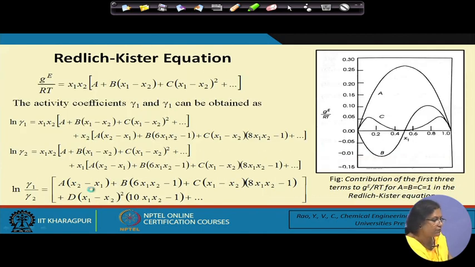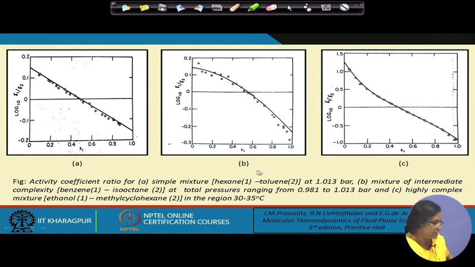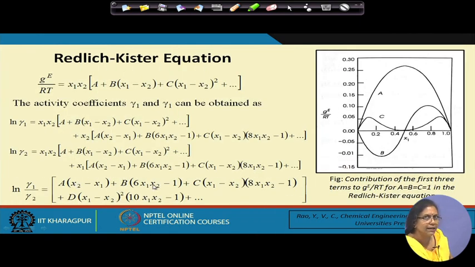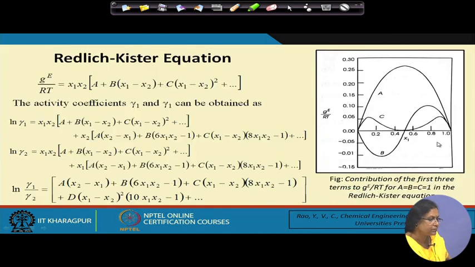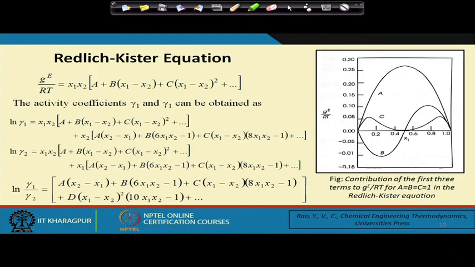For the second case, we find that we have to include the first and the second terms, and for the last case, which is the most complex or highly complex mixture, an accurate prediction can be obtained if we include the first 4 terms. So, therefore, we find that ln gamma 1 by gamma 2 has a very good amount of importance in classifying mixtures as simple, more complex and most complex.